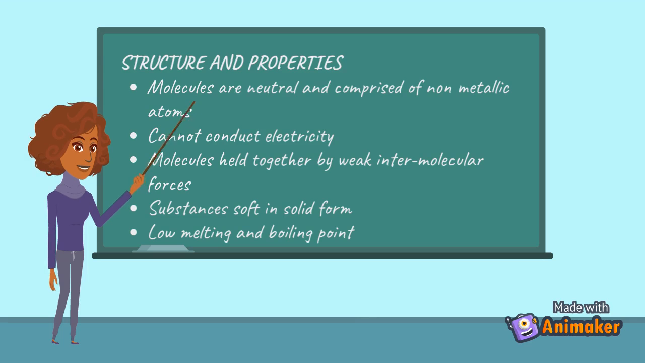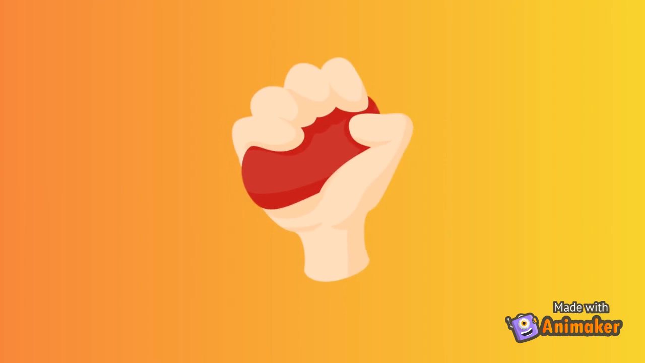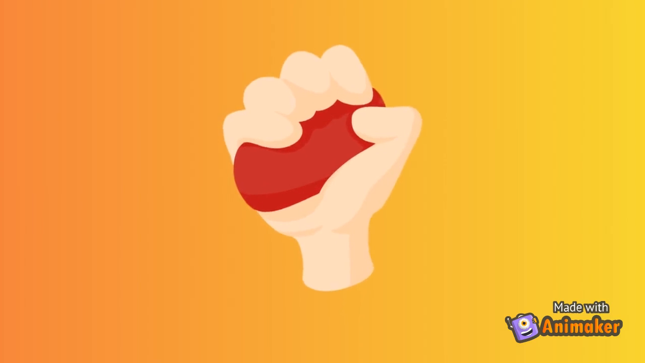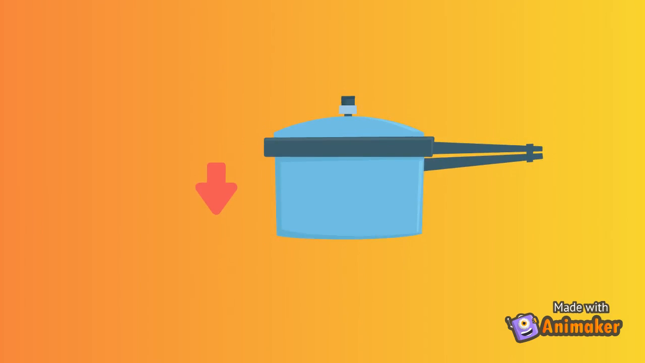The molecules are held together by weak intermolecular forces which are easily broken and overcome. Because of this, covalent molecular substances are soft in solid form as their particles are easily distorted. Additionally, they also have very low melting and boiling points as their molecules are easily separated.